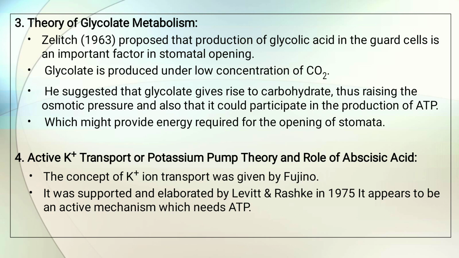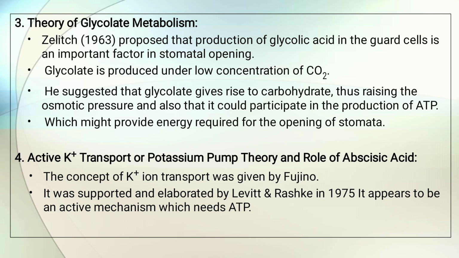Then the next one is the theory of active potassium transport, or the potassium pump theory, and the role of abscisic acid. The concept of potassium ion transport was given by Fujino. It was supported and elaborated by Levitt and Raschke in the year 1975. It appears to be an active mechanism which needs ATP.